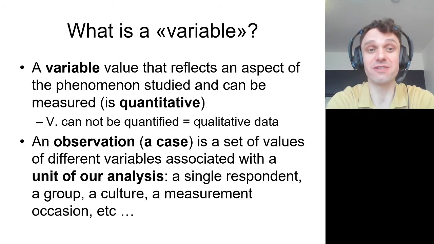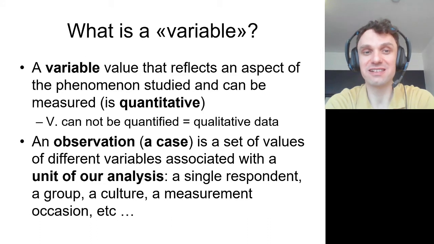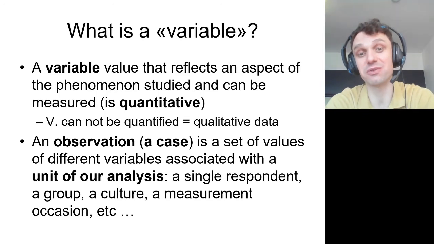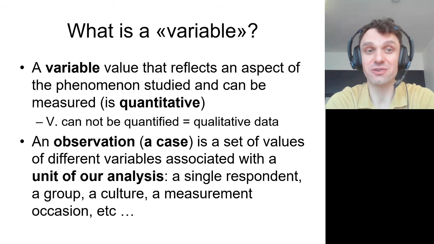What is a variable? A variable is a value that takes different values for different observations that reflects an aspect of the phenomenon that we want to measure or that we want to study. And a variable is always quantitative. If a variable cannot be quantified, this is qualitative data. So a variable takes different values for different observations.